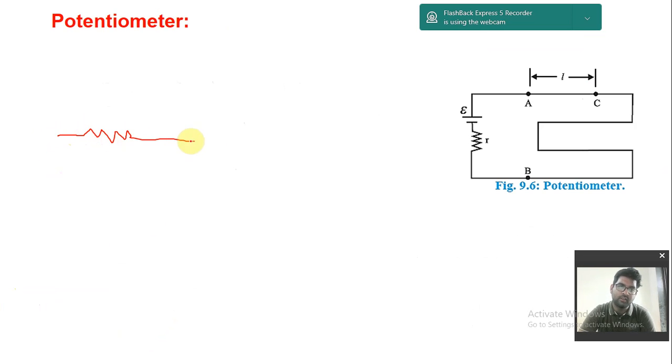Now suppose this is the resistance, and a current I is flowing. I want to measure the voltage across this resistor, so I have to measure the potential difference across point A and point B. Now to measure the potential difference, what is the formula of potential difference? V equals IR.